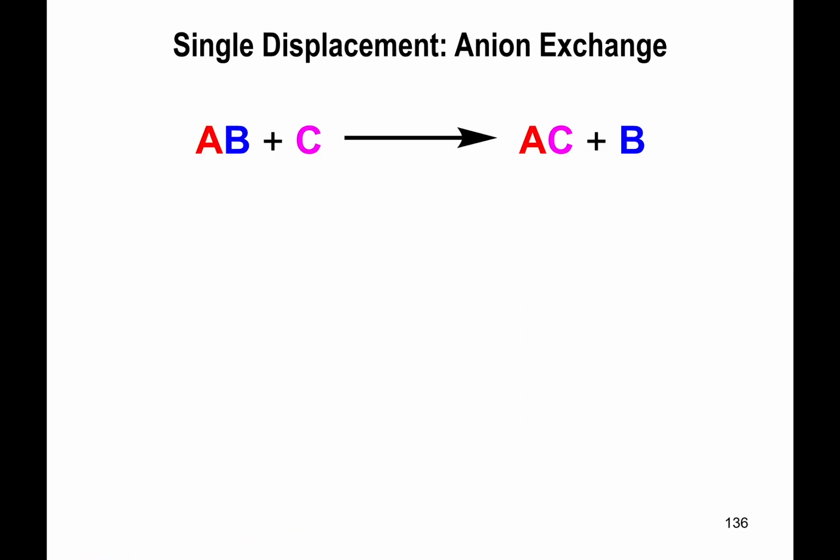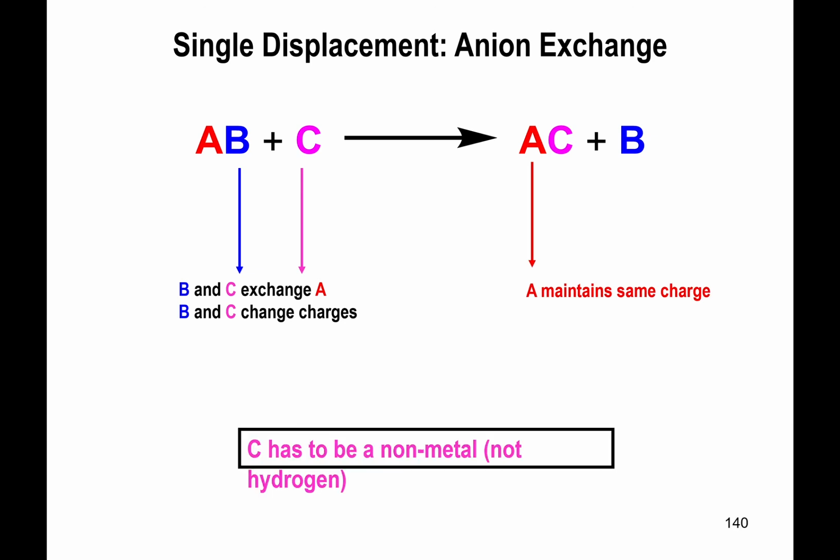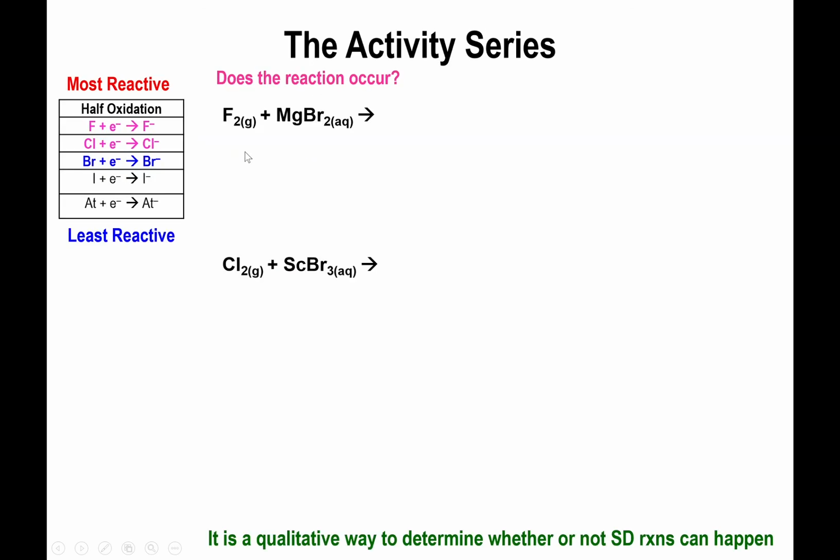Alright, so the second thing to be mentioned is that anion exchange can happen in the course of the reactions, right? And this will take place if and only if the lone species, in this case C, happens to be a non-metal other than hydrogen. Okay, so if this species, the lone species, is not a metal and it's not hydrogen, you're going to be exchanging the anion. So let's take a look at some examples of that sort.